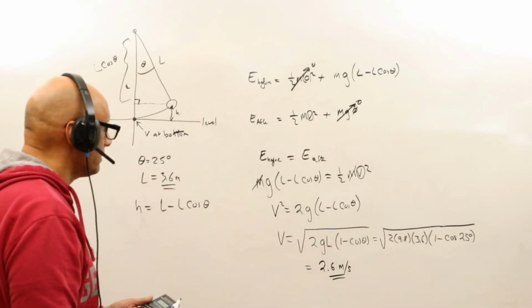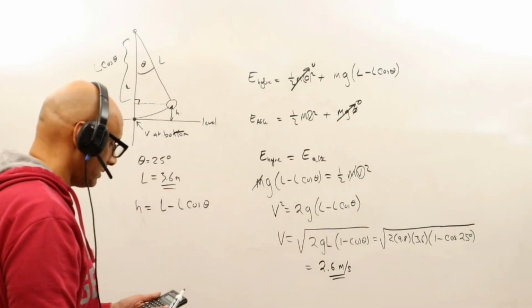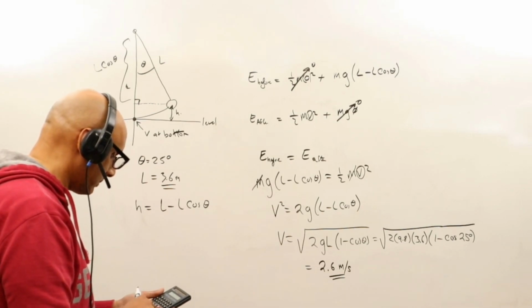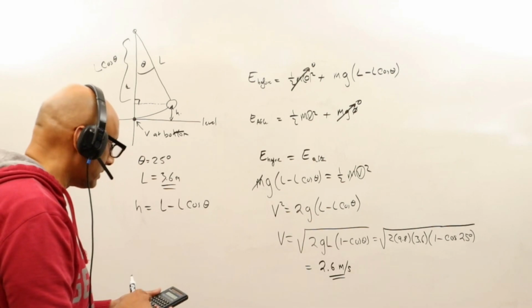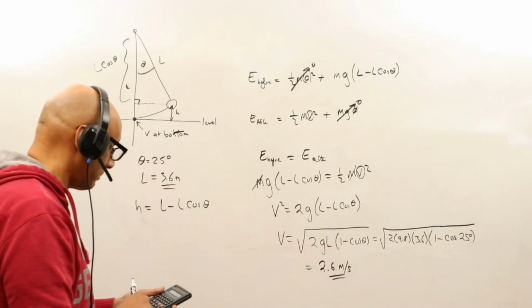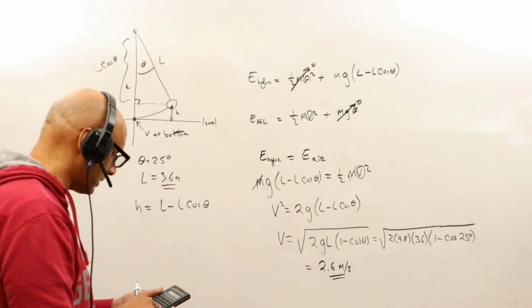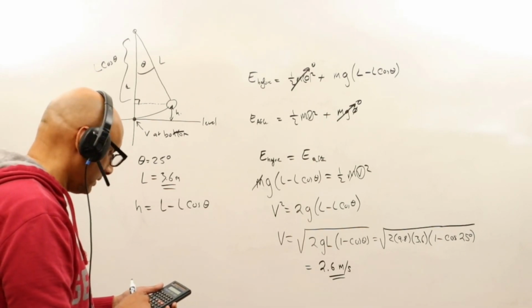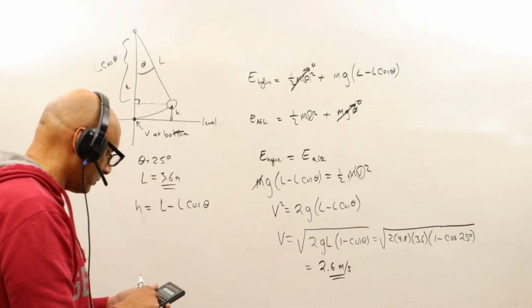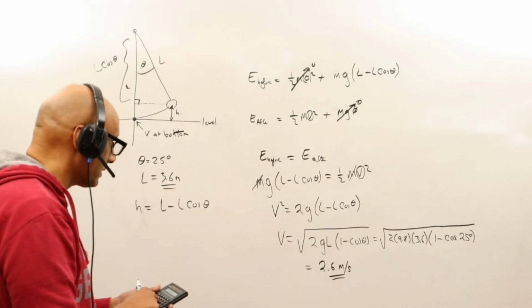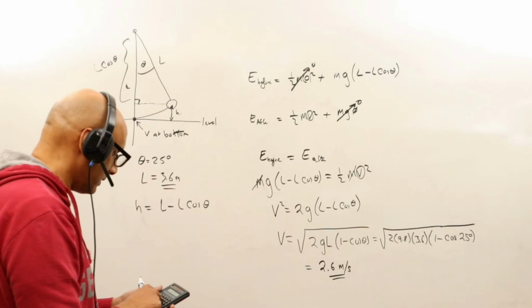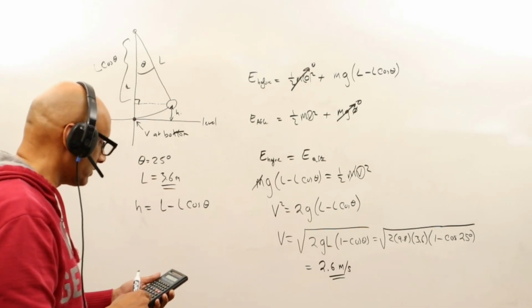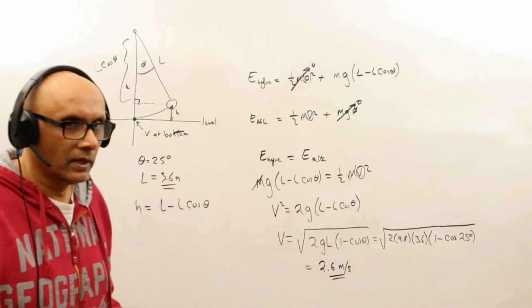Okay, so let me double check. Parentheses 2 multiplied by 9.8 multiplied by 3.6 multiplied by open parentheses 1 minus 25 cosine close parentheses, shift square root, and I got 2.57, which is 2.6 meters per second. Okay, it's confirmed.